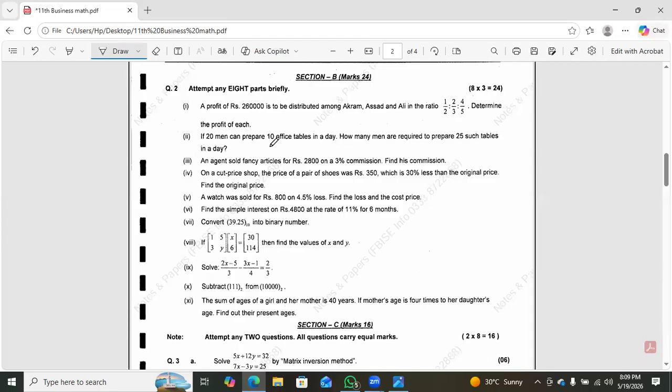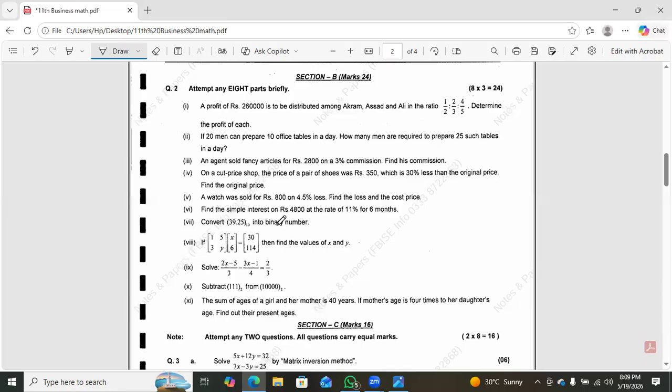If 20 men can prepare 10 office tables in a day, how many men are required to prepare 25 such tables in a day? An agent sold fancy articles for rupees 2,800 on a 3% commission. Find his commission. On a cut price shop, the price of a pair of shoes was rupees 350, which is 30% less than the original price. Find the original price. A watch was sold for rupees 800 on 4.1% loss. Find the loss and the cost price.